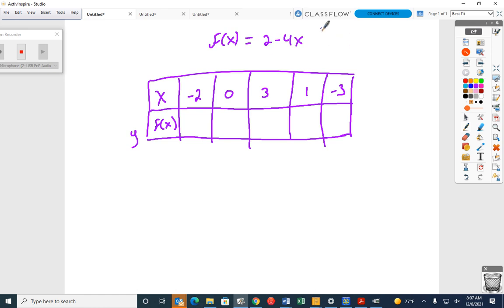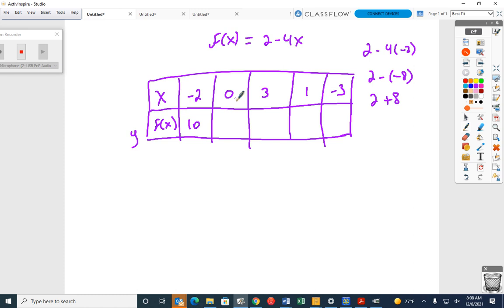Negative 8. So what's 2 minus negative 8? If we have 2 minus 4 times negative 2, this means 2 minus negative 8. If we are subtracting here and it's not normal, what are we going to do? A negative minus a negative, or subtracting a negative, is going to give us a what? 2 plus 8. What's that going to be? 10.